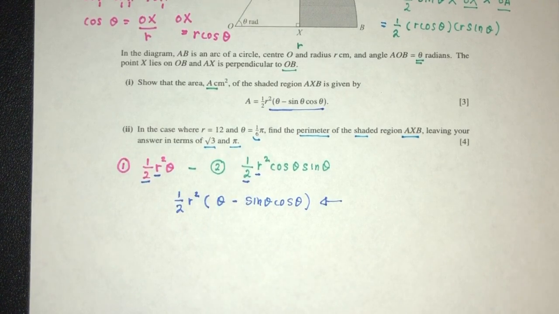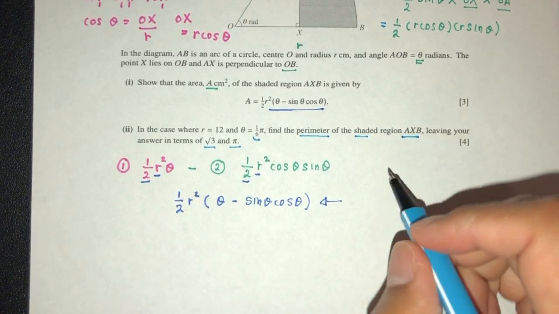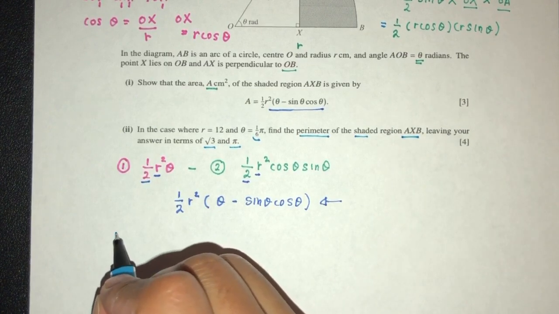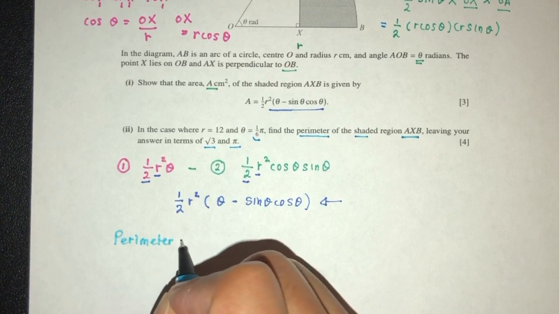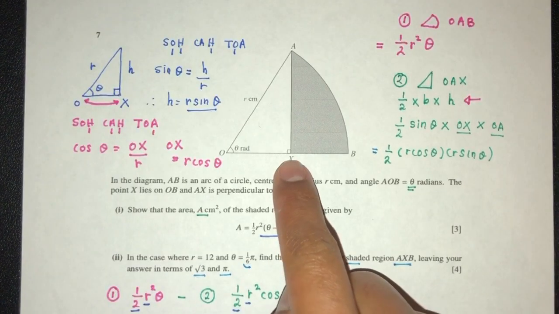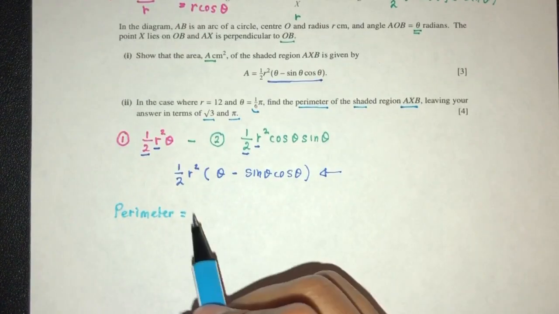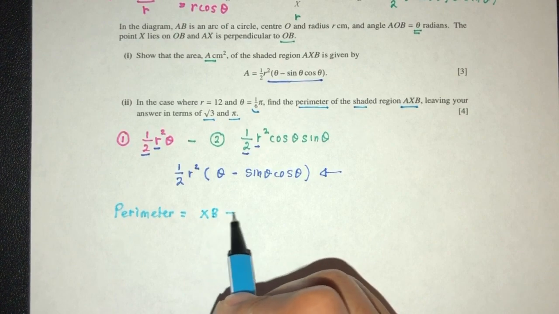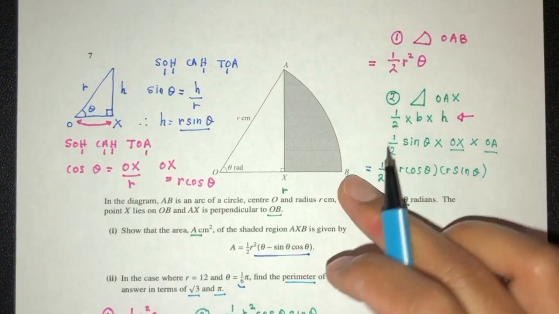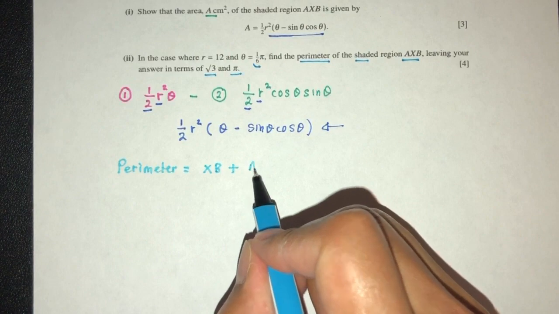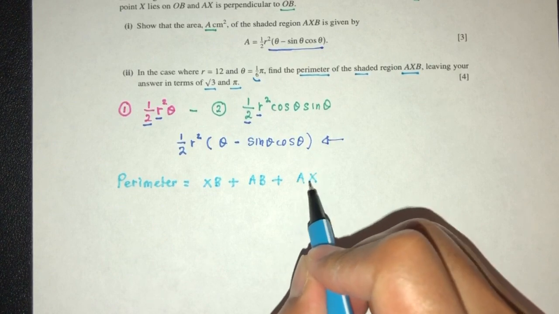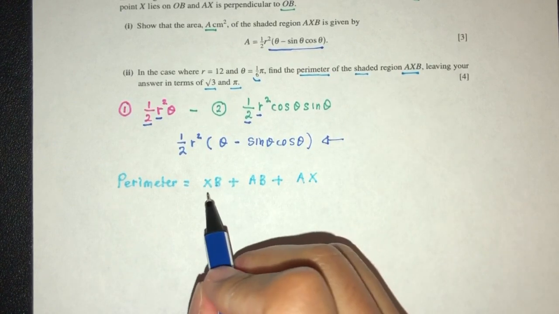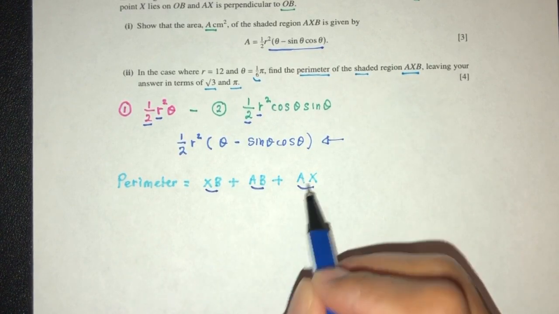So let's find this. First things first, we have to define what we are looking for. The perimeter will be what? The distance around the region. It is equal to XB plus AB plus AX, which will be the distance around the object. So we have to find these three lengths to find the value for the perimeter.